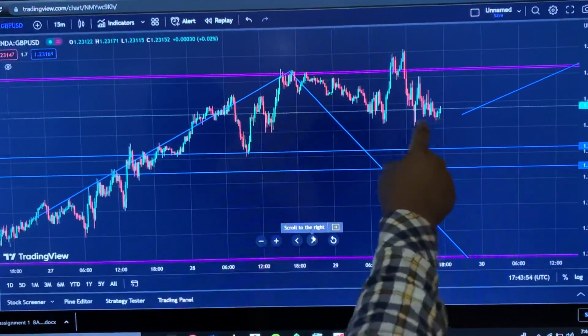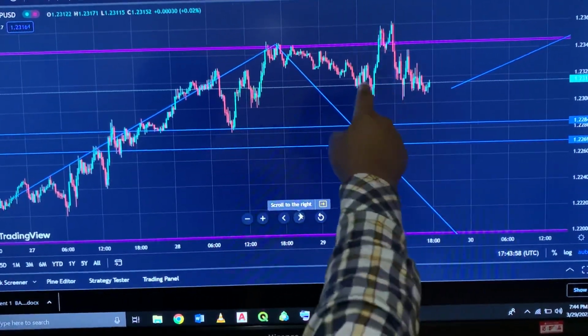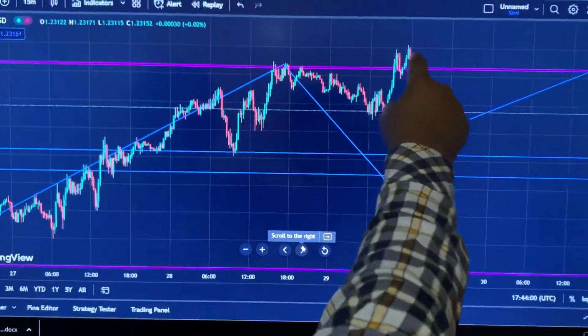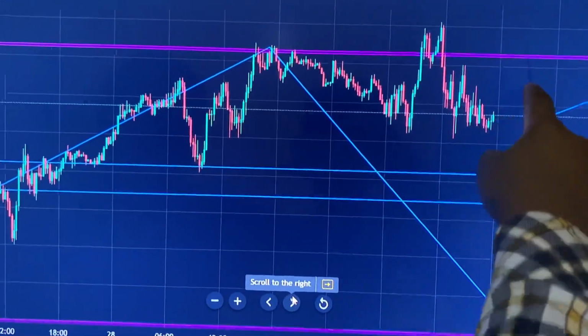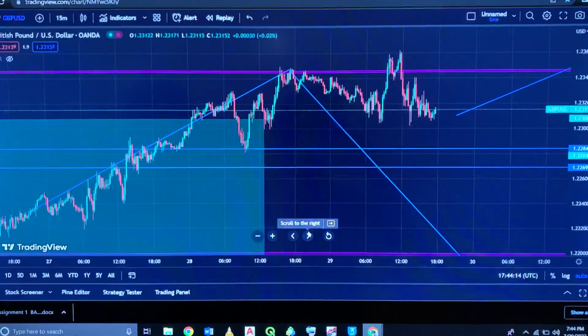So you just need to look for a good confirmation. If price breaks here and then comes back to retest, that can be a safer entry. But price can actually come back here to this order block, retest this order block and then continue down. So you just have to look for a good entry point.